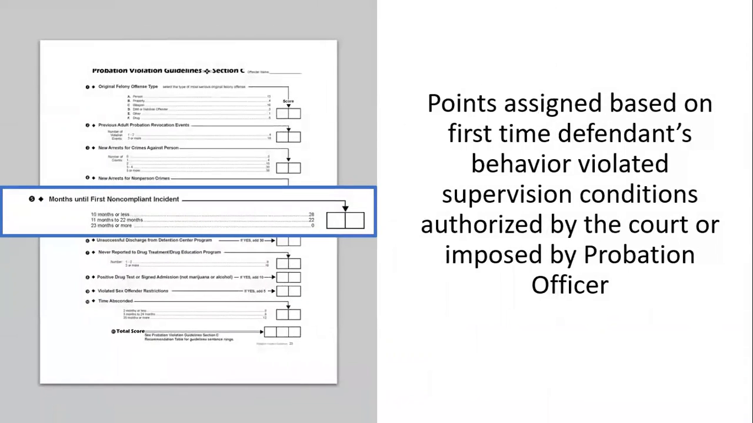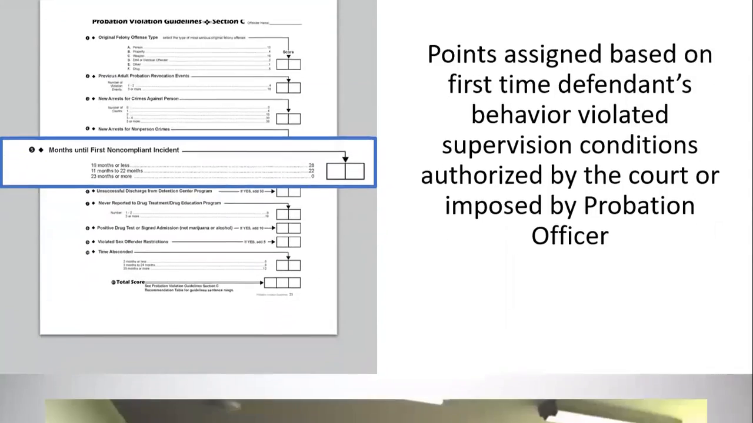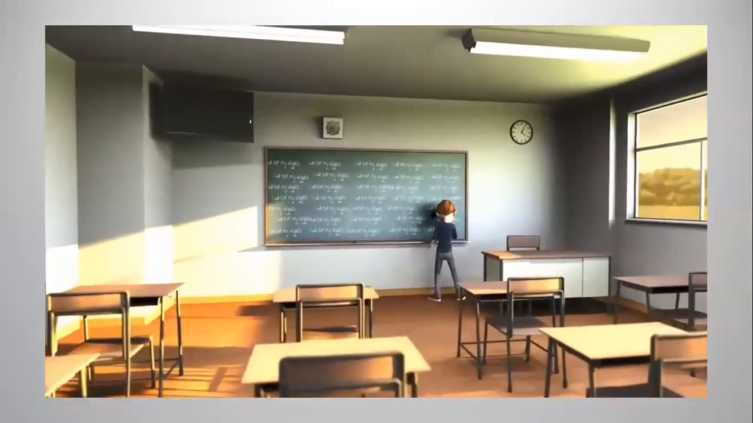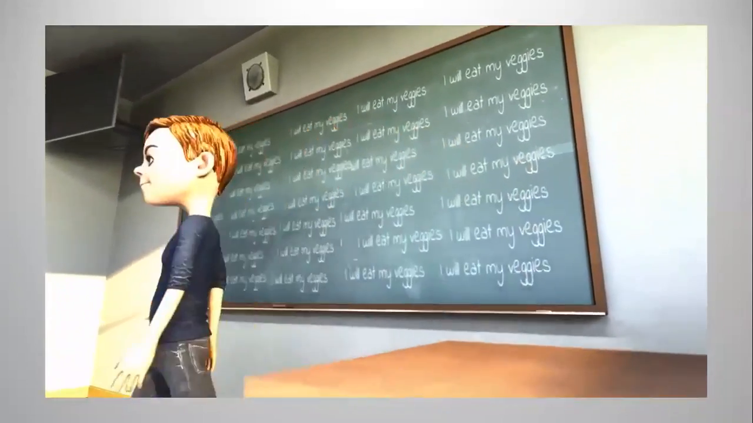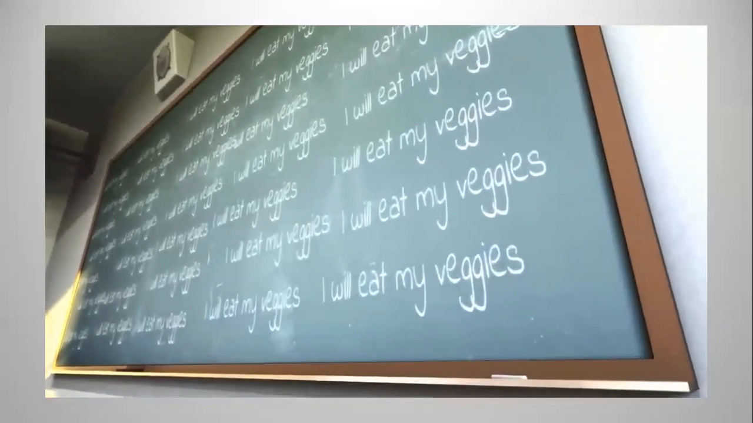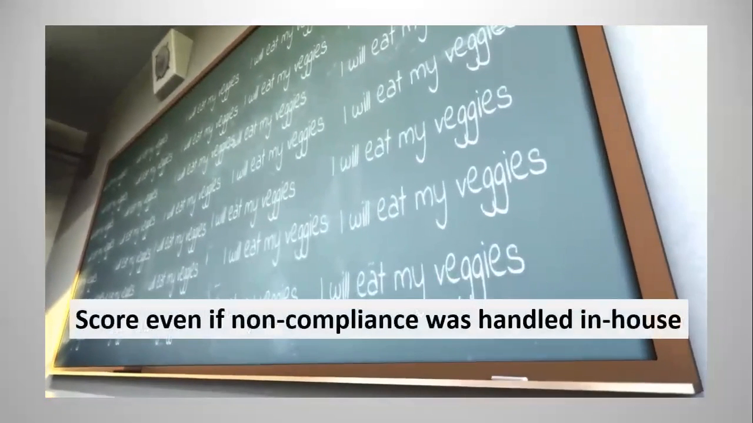On Section C, the factor months until first noncompliant incident is scored based on the first time the defendant's behavior violated probation conditions or any other conditions authorized by the court or imposed by the probation officer. We would score this factor even if that incident was handled in-house. For example, if a defendant misses an office visit and during the next office visit they are given a verbal reprimand, we would score this as a non-compliant incident.